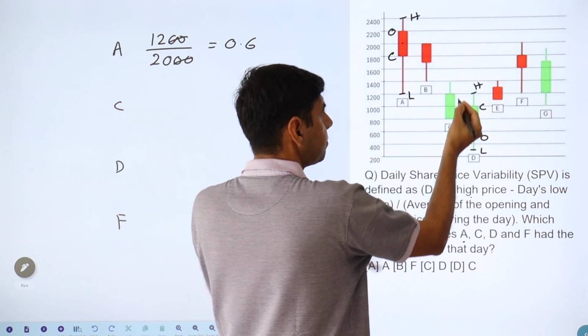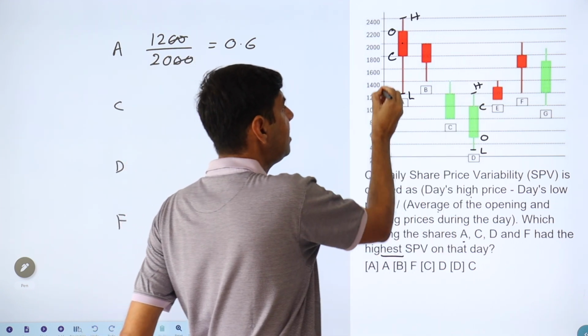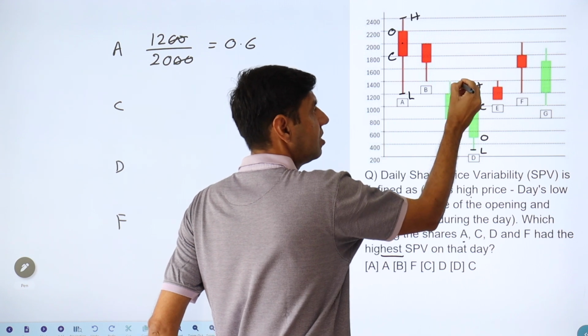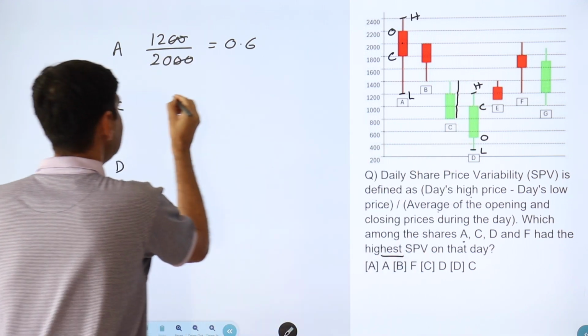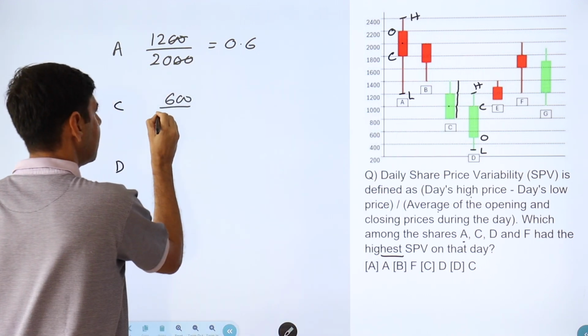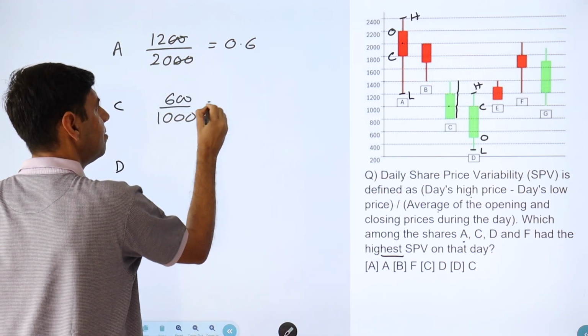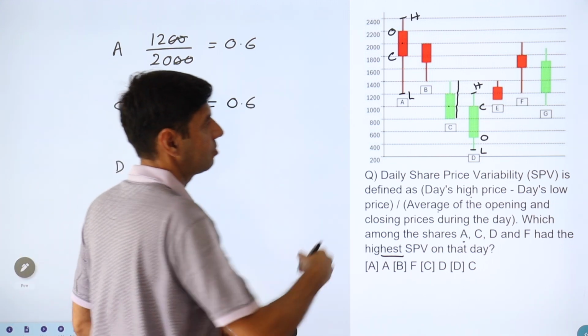For C, the other way to find the range is that each block is 200. So this is 200, 200 and 200. So the range is 600 divided by the average of 1000, which again is simply 0.6. So the highest could be D or F. So let's go to D.